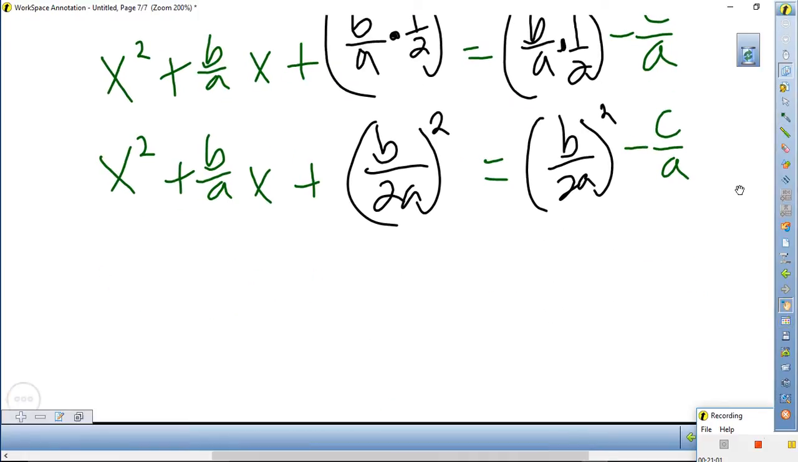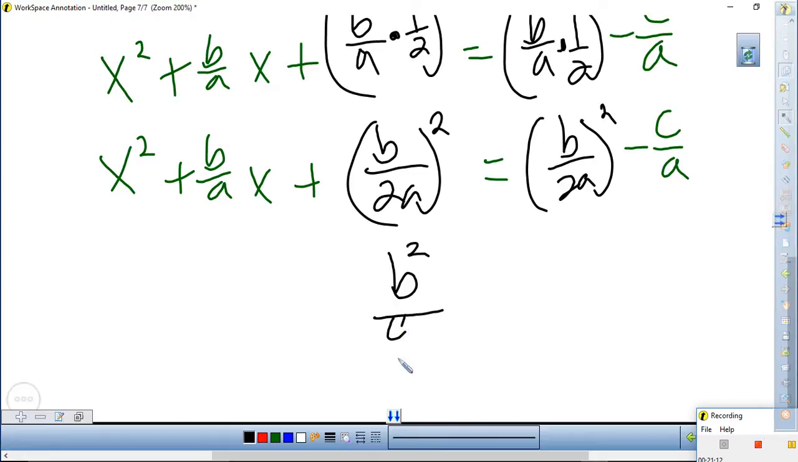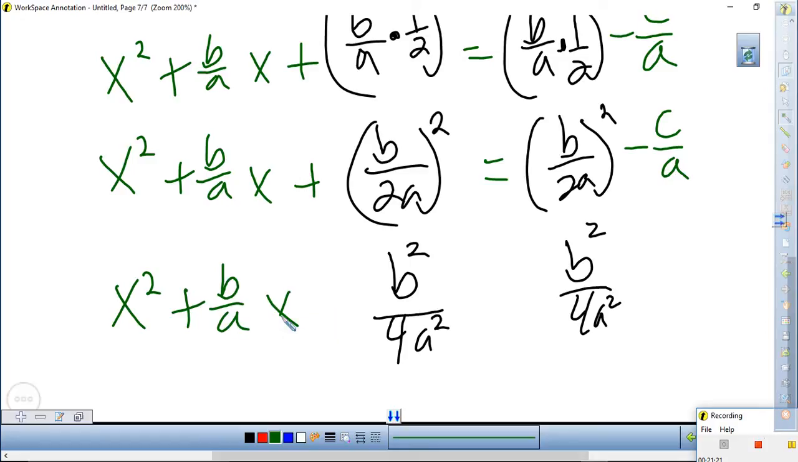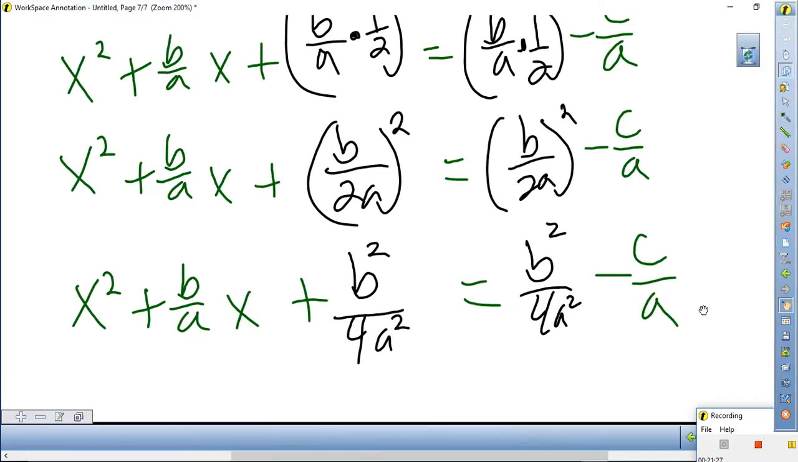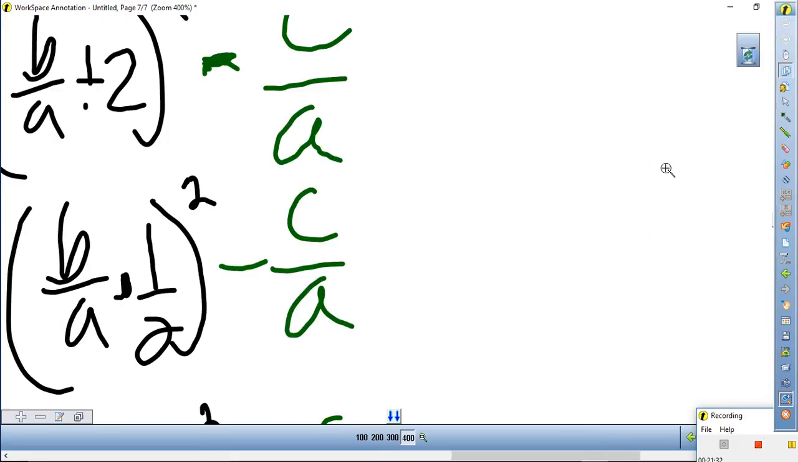Ash, what does this become? It becomes B squared over 4A squared. That is correct. B squared over 4A squared, and bring everything else down. X squared plus B over AX plus that equal to that minus C over A. All right, that was step 4. Is that correct? Okay, so let me zoom out to see where we're at.